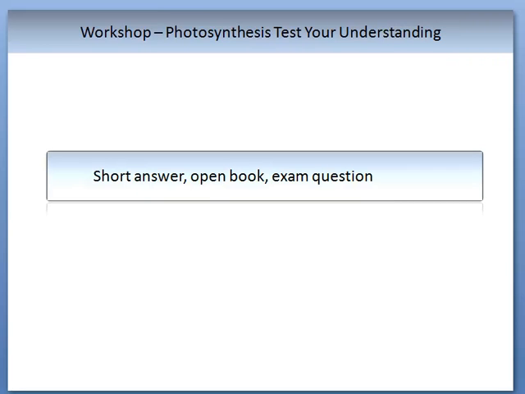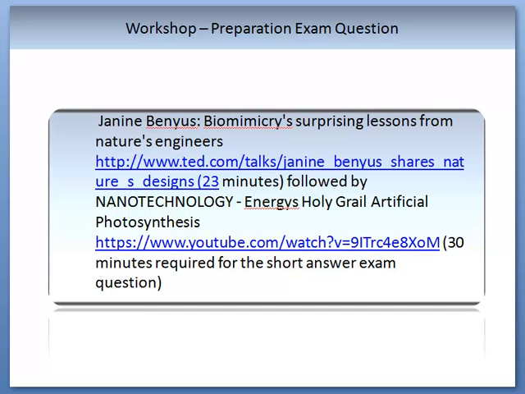That brings us to the end of the 3D modelling exercise. For those of you that were unable to attend the workshop, it might be a worthwhile exercise for you to attempt in one of the stages. Compare your attempt with the video shown or constructed by the students. The second part of the workshop was to test your understanding and knowledge of photosynthesis, both the light requiring and non-light requiring reactions. I have compiled a short answer open book exam question for you to do this.